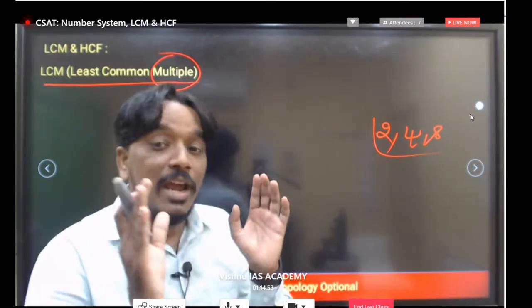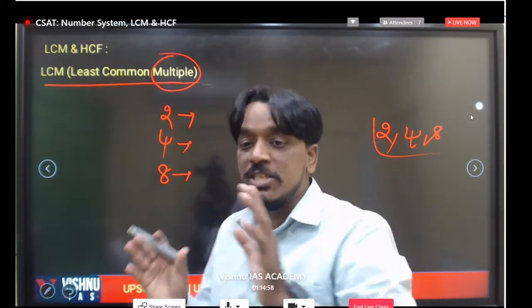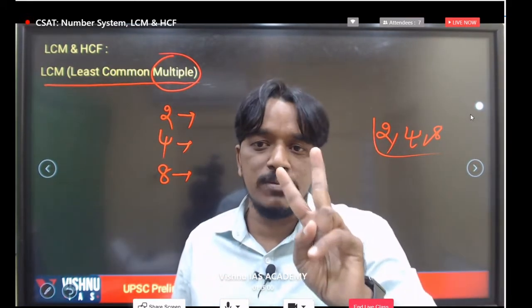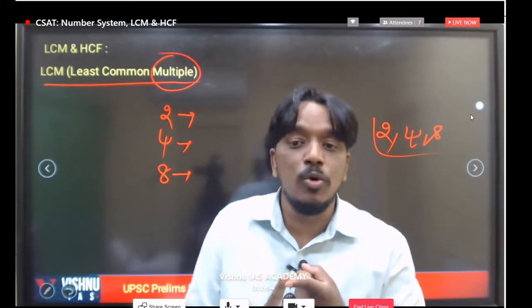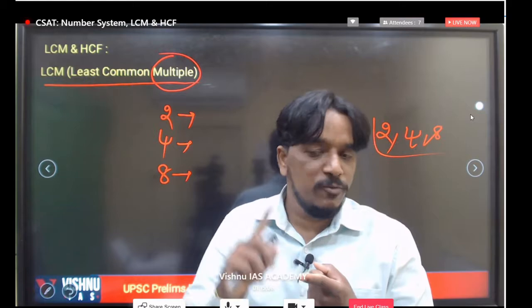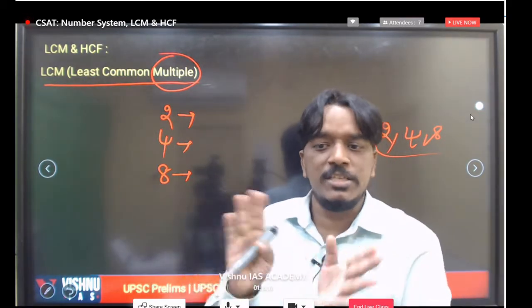Another important thing is, whenever questions are asked based on LCM and HCF, they ask regularly based on only two concepts. One is the LCM of fractions, how to answer, right? What is the formula? If you know that, you can answer. Fraction, LCM and HCF, HCF of fractions.